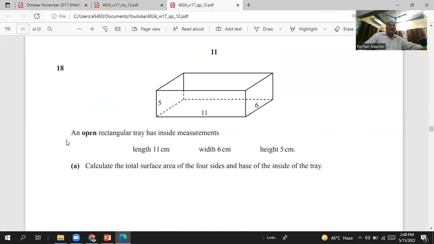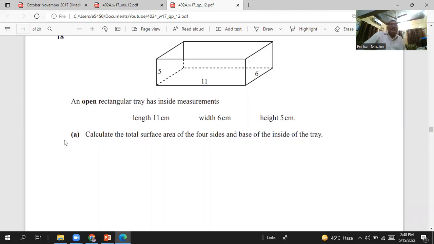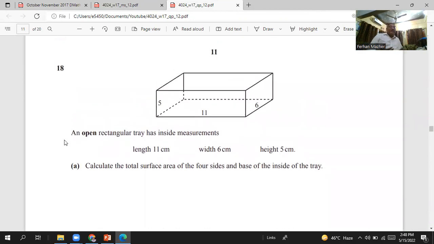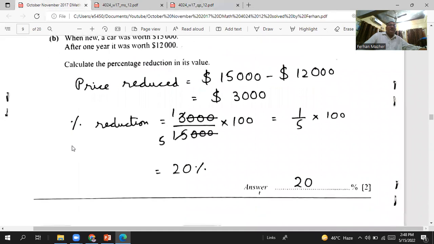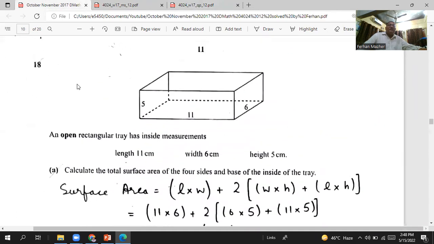The next question coming up on your screen is 18. He says an open rectangular tray has inside measurements: length is 11 centimeters, width is 6 centimeters, and height is 5 centimeters. The question is, calculate the total surface area of the four sides and base of the tray. So the formula for the surface area will be length times width plus 2 times length times height plus 2 times width times height. Because the top is not there, it's an open tray. So this is the formula which we will be using. So here we go.